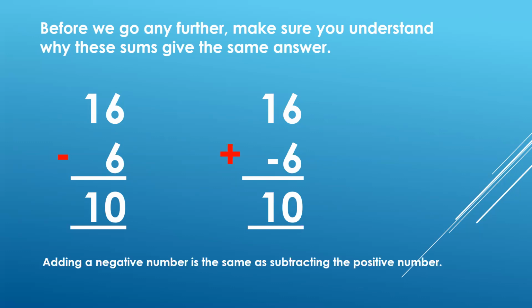So this is something that we need to see. Adding a negative number is the same as subtracting the positive number. So it's actually the same process. In the first example, 16 and 6 are both positive values and we are subtracting them. On the contrary, in the second example, 16 is a positive number, while 6 is a negative number, and I'm adding the two, and that is again giving me the same answer.